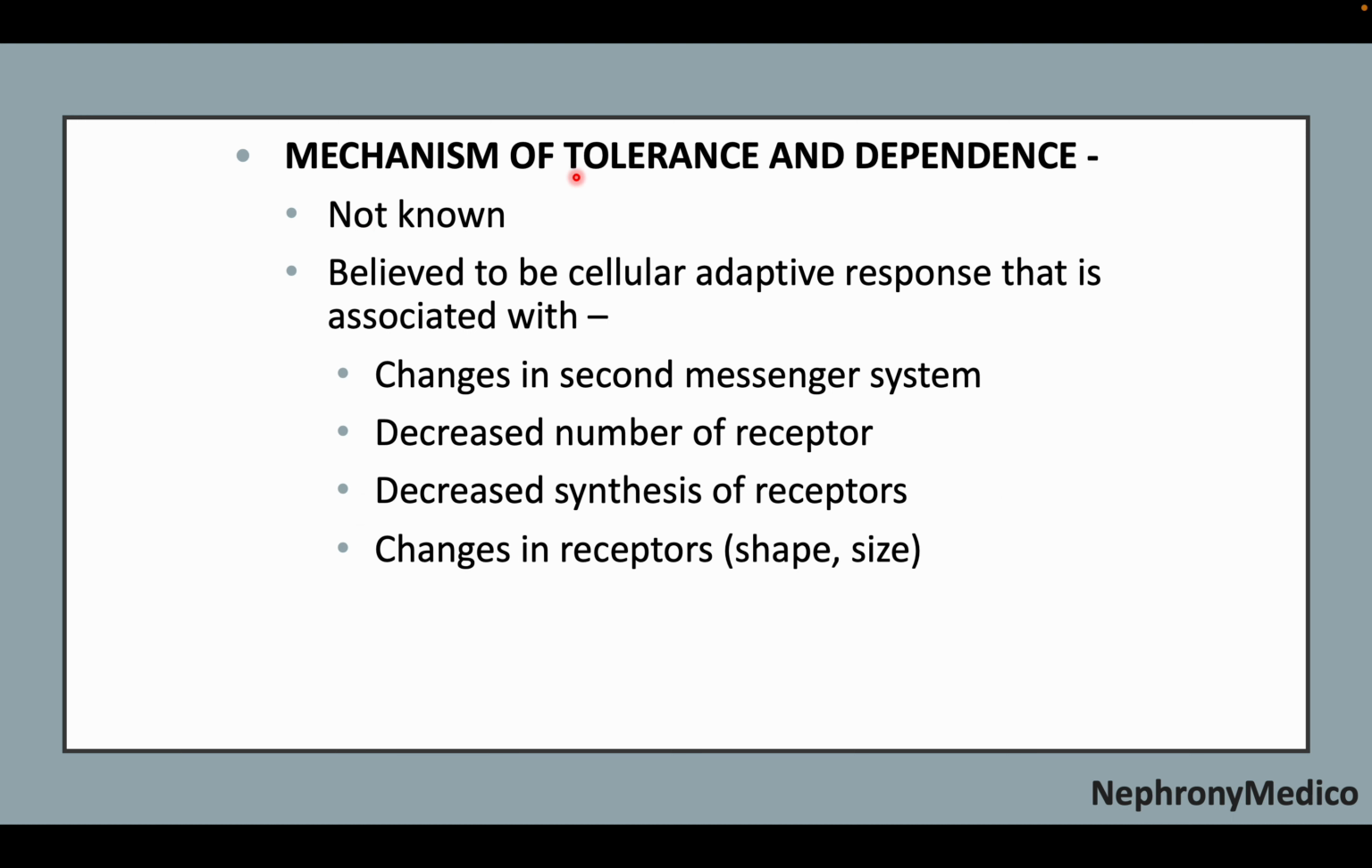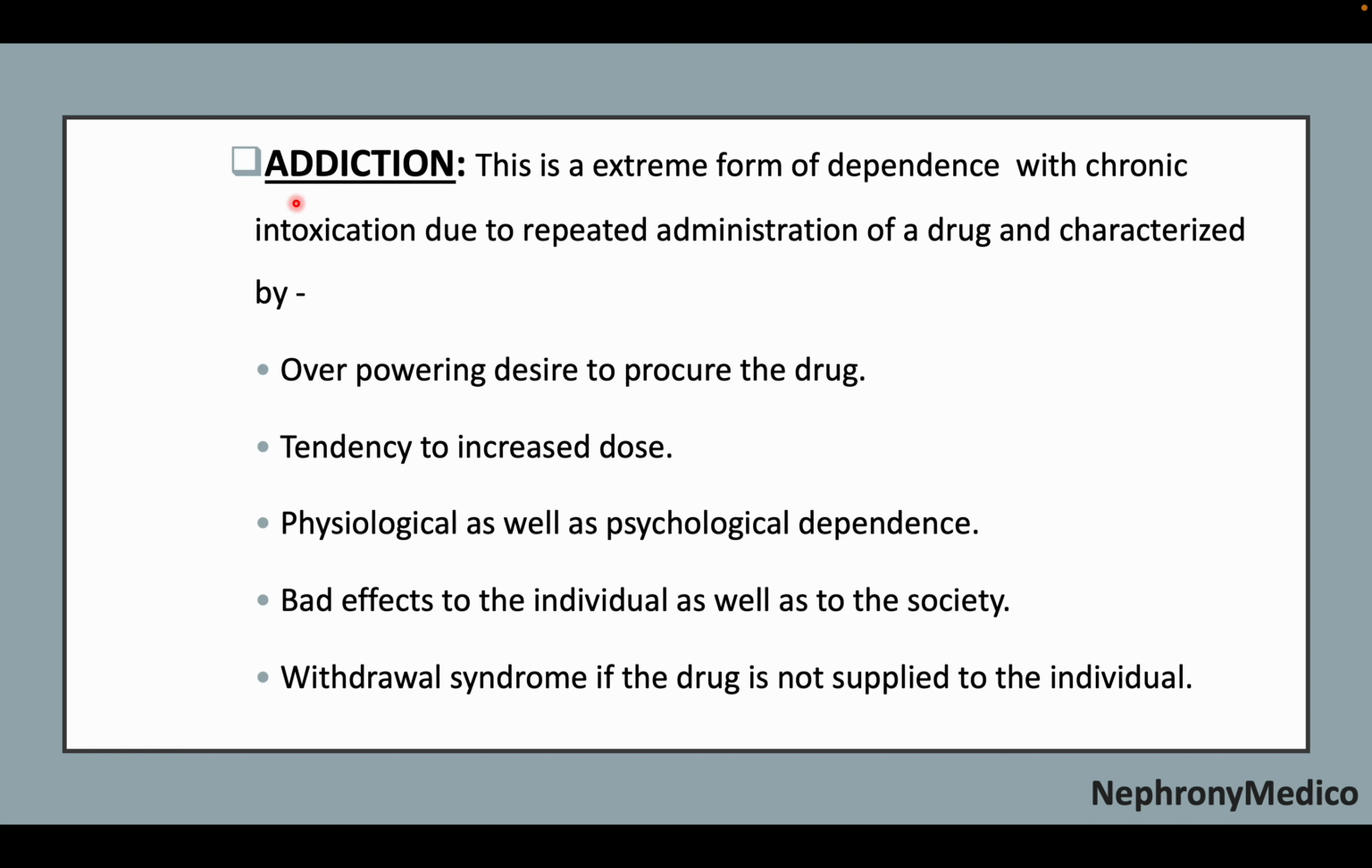Now, the mechanism of tolerance and dependence is not known, but it is believed to be a cellular adaptive response that is associated with changes in the second messenger system, decreased number of receptors, decreased synthesis of receptors, and changes in the receptors' shape and size.